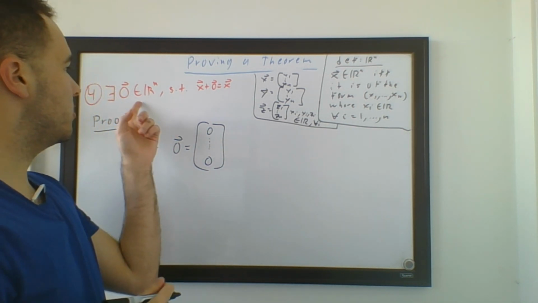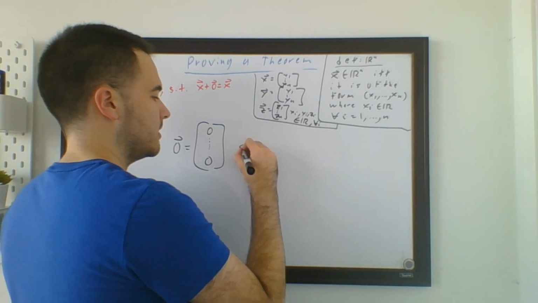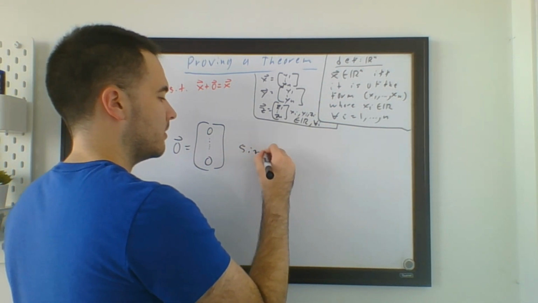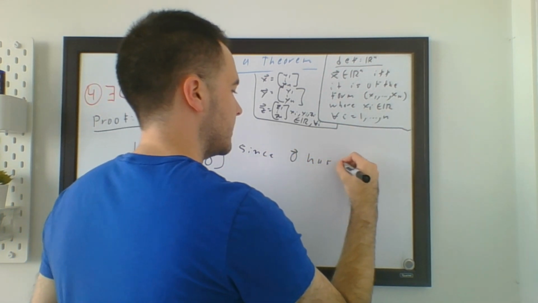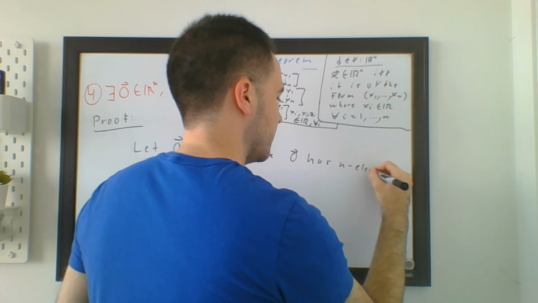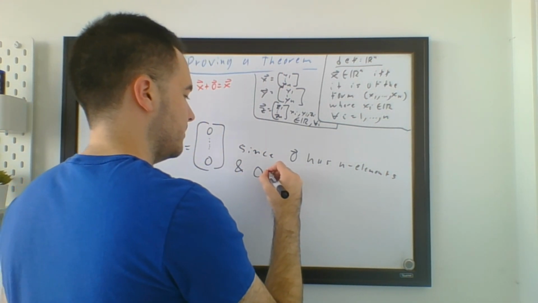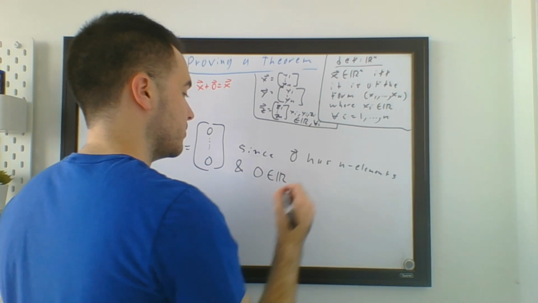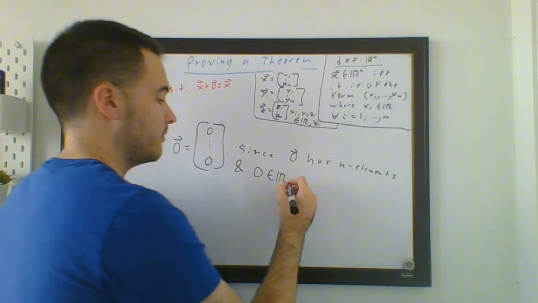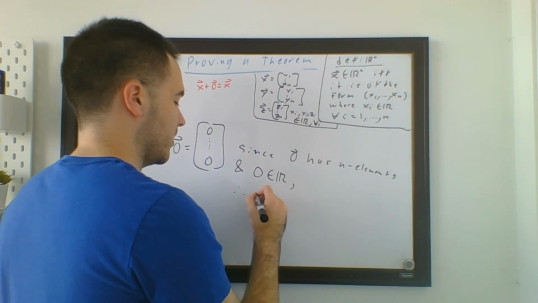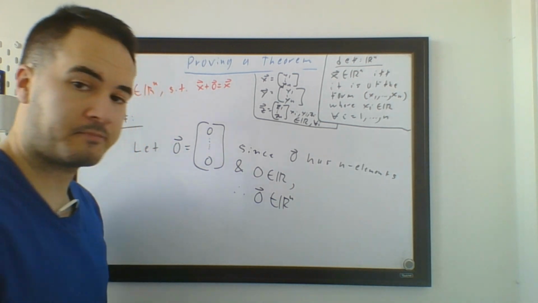Now, in order to show that this is within Rn, we have to state that since the zero vector has n elements and 0 is a real number, again, this 0 is the same for all of them, therefore, the zero vector is an element of Rn.